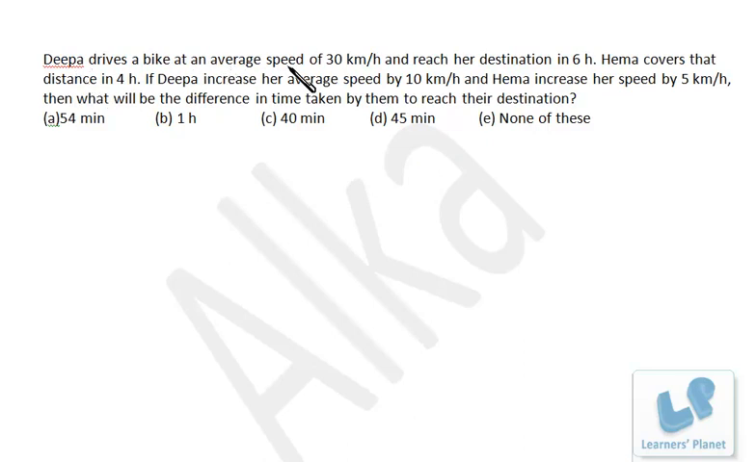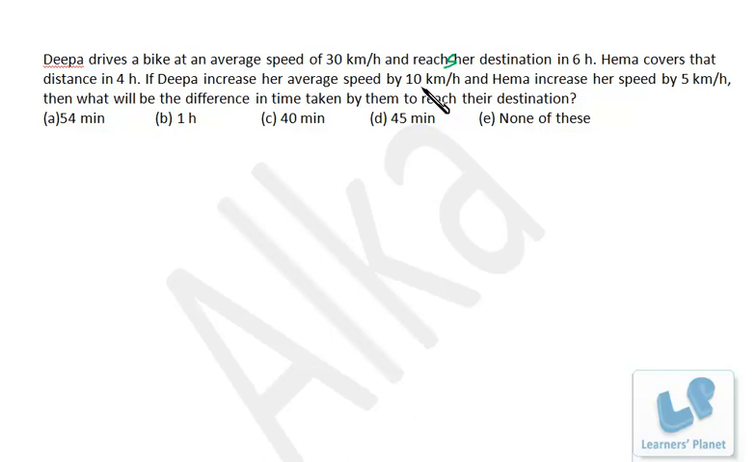Deepa drives a bike at an average speed of 30 and reaches her destination in 6 hours. Hema covers that distance in 4 hours, right? Now, Deepa increases her average speed by 10 km per hour. Initial speed of Deepa was 30, now it is 40. That means the new speed is 4/3 of the initial speed. Getting my point?